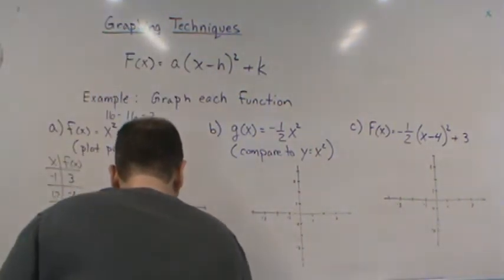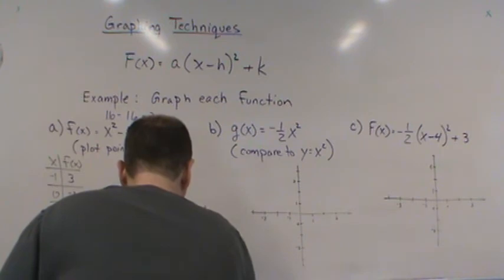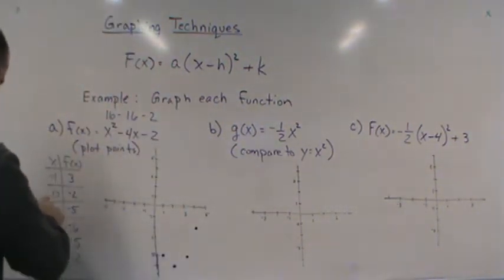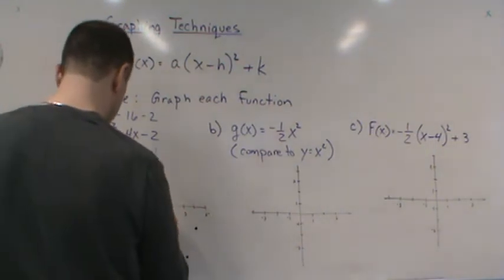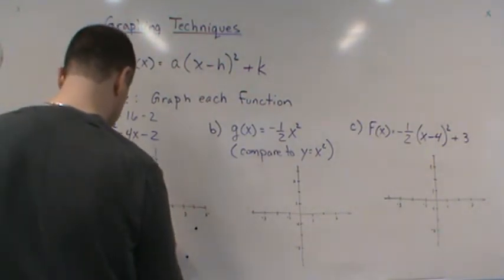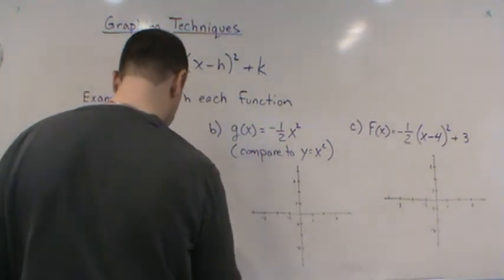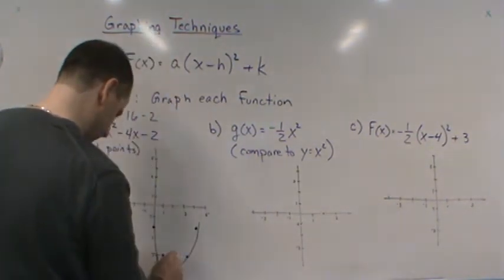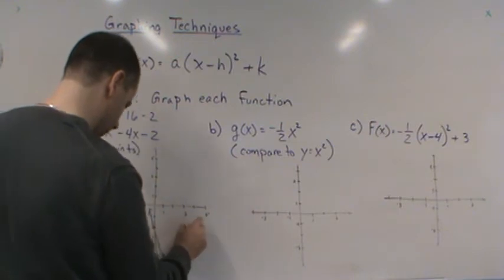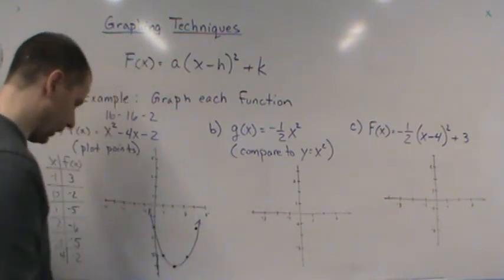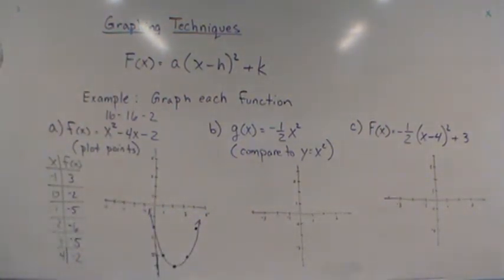So 4, negative 2, and then we're also at 0, negative 2, which is right here. And so our parabola looks like it does something like this. Okay, so there's our graph.